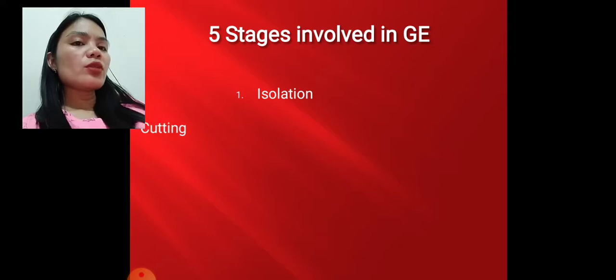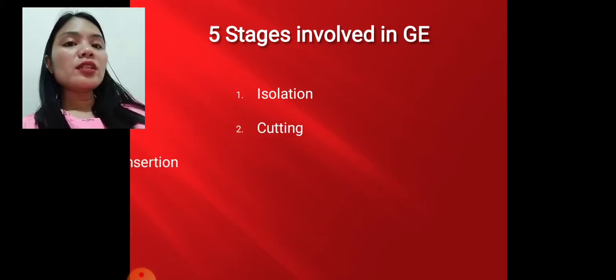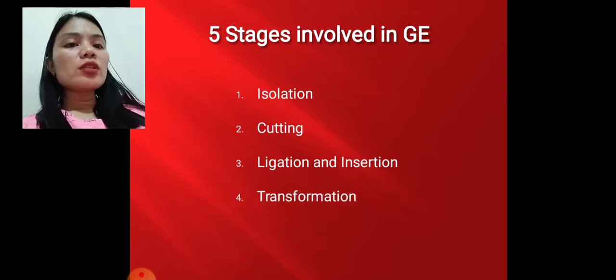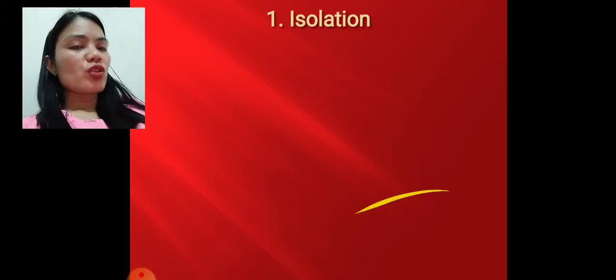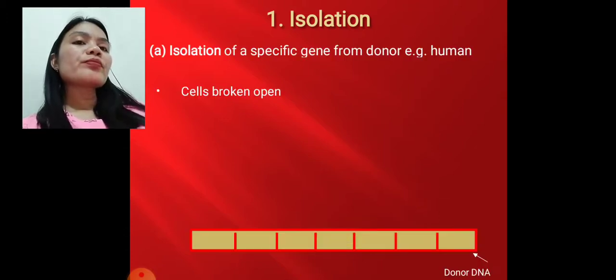First one is isolation. The second one is cutting. The third one is ligation and insertion. The fourth is transformation. And the last one is expression. So in isolation of a specific gene from a donor, example human, the cells are broken open.